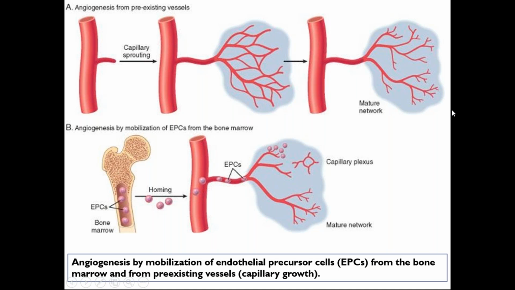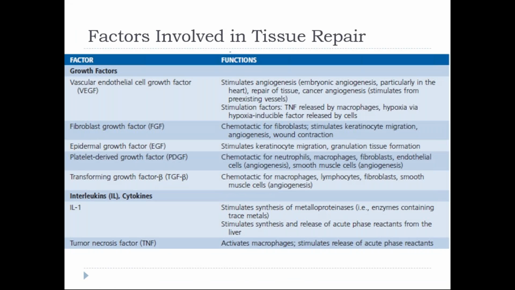See here, one is capillary sprouting, angiogenesis from the pre-existing vessels. See how many capillaries are generated from a single vessel during angiogenesis with the help of the vascular endothelial growth factor. And sometimes the endothelial progenitor cells which are there in the bone marrow migrate and promote the formation of new capillaries. This is how the new vessel formation occurs. The various stimulation factors include tumor necrosis factor, which is released by the macrophages, and hypoxia-inducible factor, released by cells during hypoxia. It will promote angiogenesis.